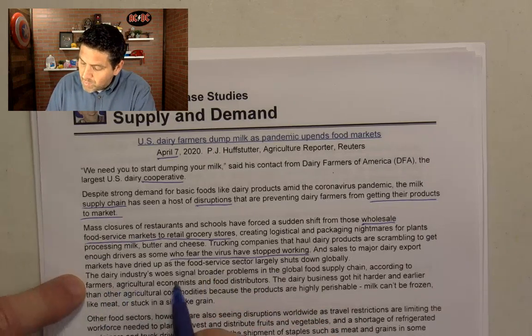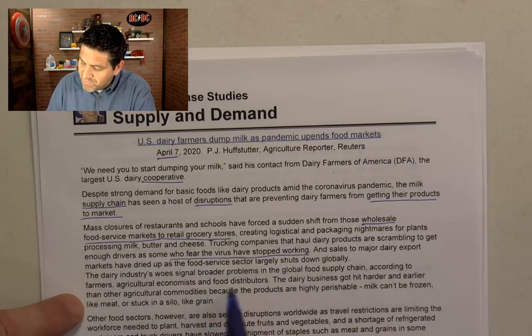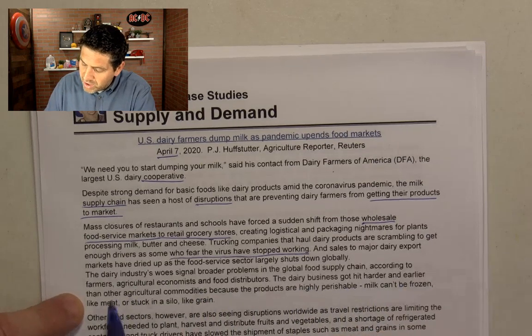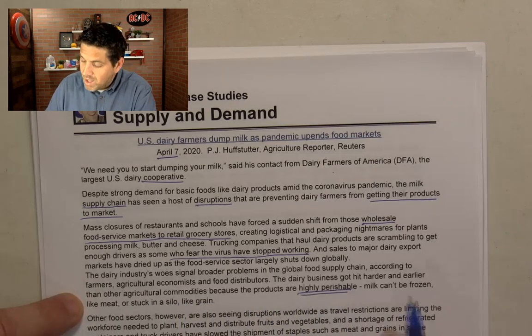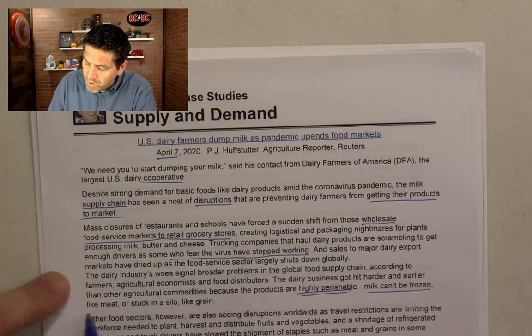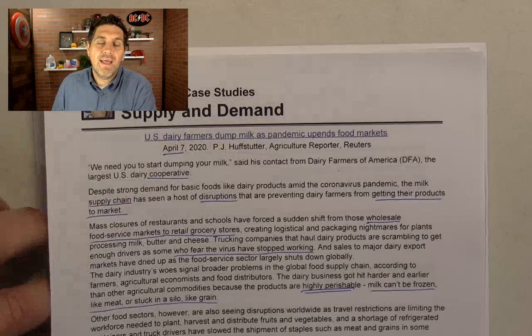The dairy industry woes signal broader problems in the global food chain. According to farmers, agriculture economists, and food distributors, the dairy business got hit harder and earlier than other agricultural commodities because the products are highly perishable. Found an answer: highly perishable. Milk can't be frozen like meat or stuck in a silo like grain. You can't see that, but there it is.